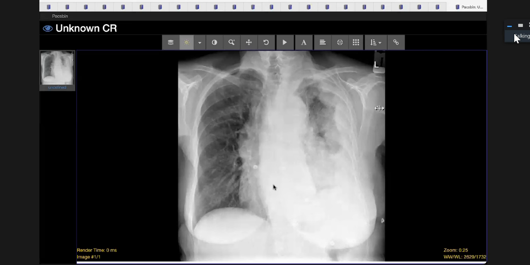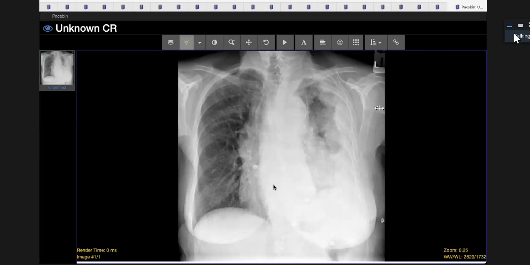I can see the heart border very clearly. I can't see the left hilum, nor can I see the diaphragm very clearly. So I'm thinking the left breast is enlarged, possibly a left breast malignancy with multiple mets on the lungs. So let's take a step back.